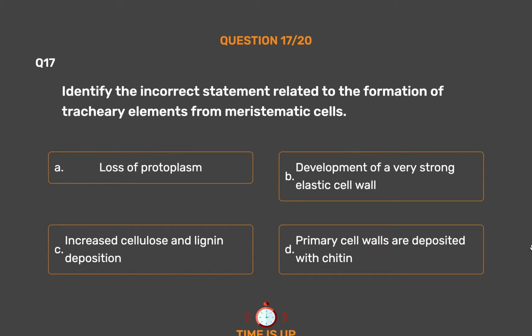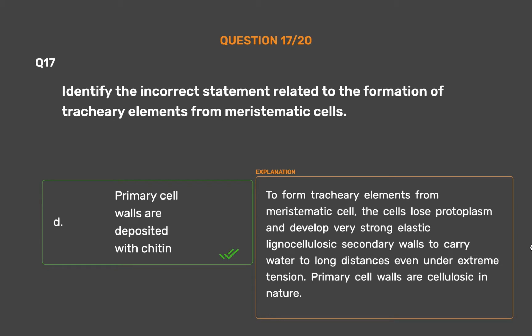The correct answer is Option D. Primary cell walls are deposited with chitin. To form tracheary elements from meristematic cells, the cells lose protoplasm and develop very strong elastic lignocellulosic secondary walls to carry water to long distances even under extreme tension. Primary cell walls are cellulosic in nature.